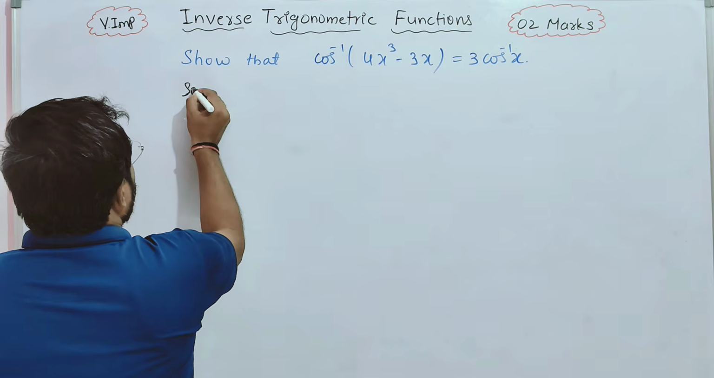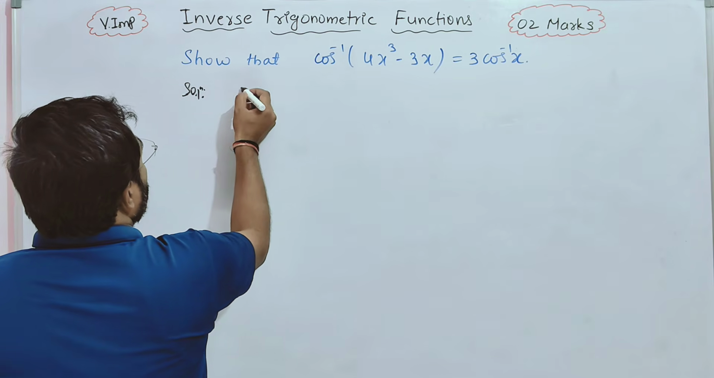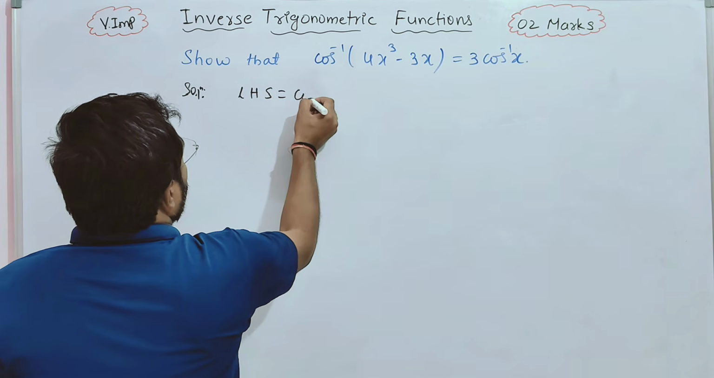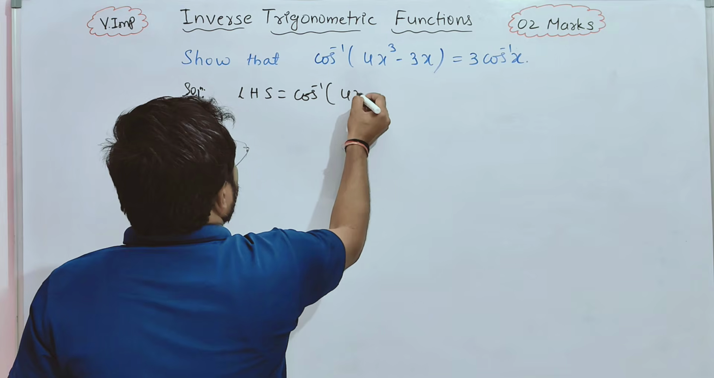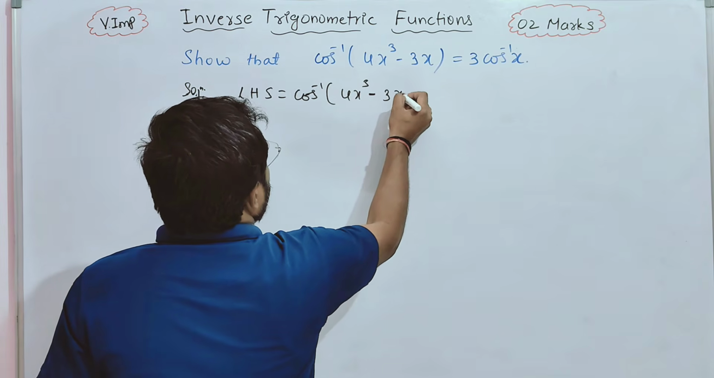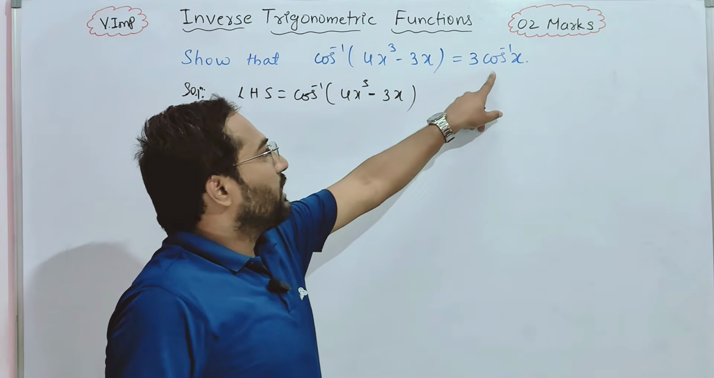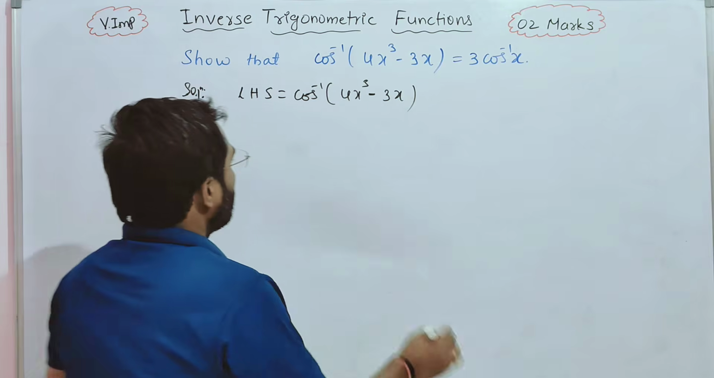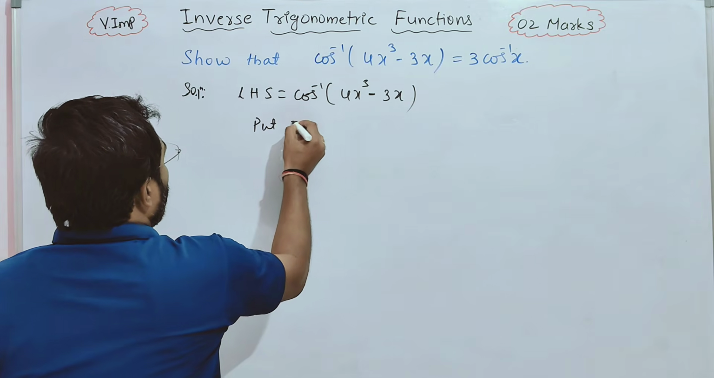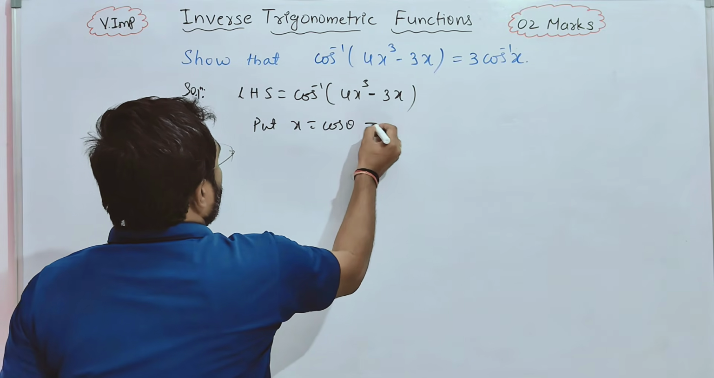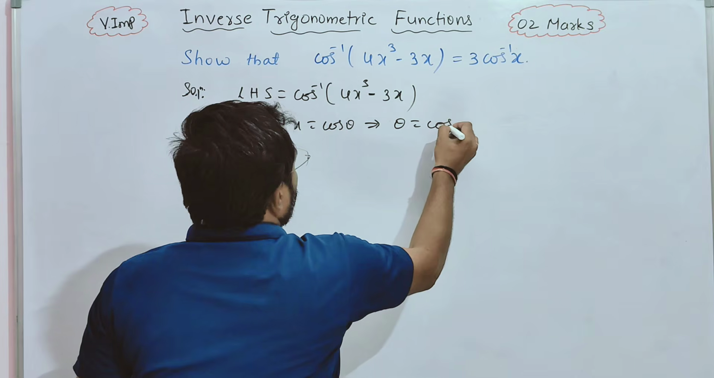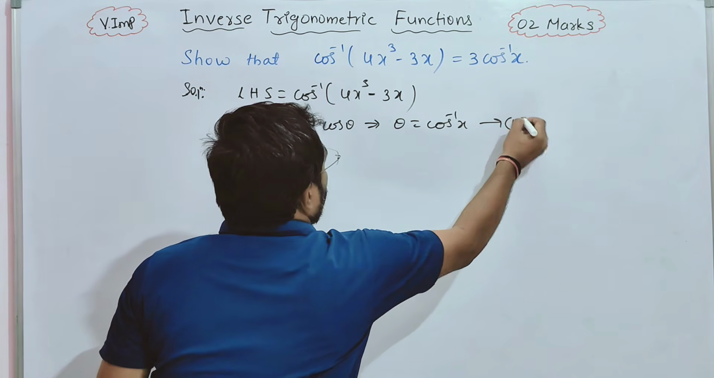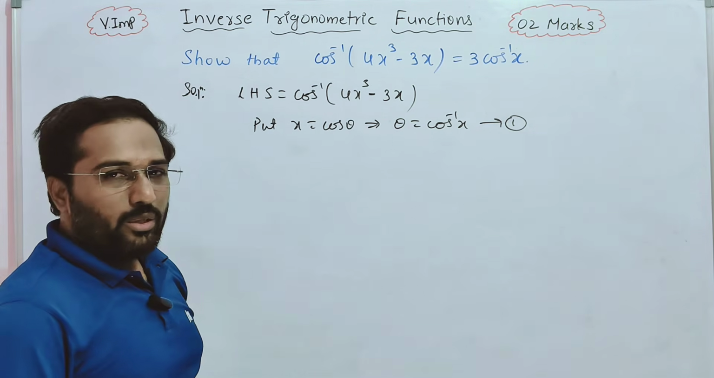So now let us see. LHS is equal to cos inverse of 4x cube minus 3x. So you need the result in the form of cos. So in a simple way, put x equals cos theta. This implies theta is equal to cos inverse of x, equation number 1. Why do we need to use cos theta again?